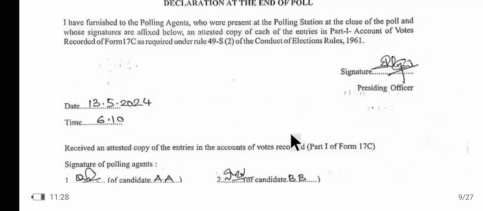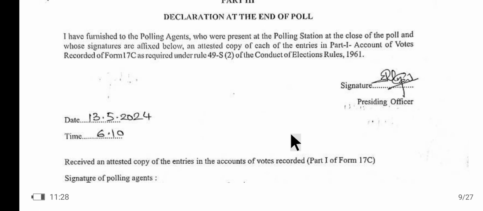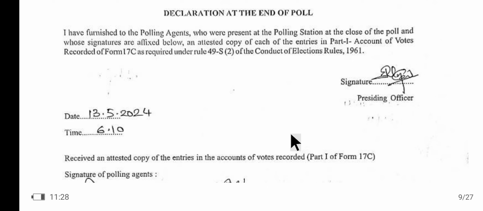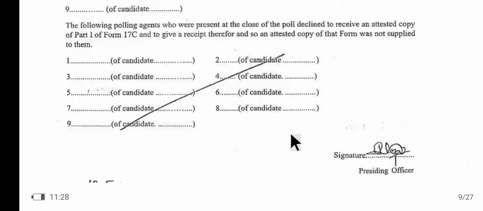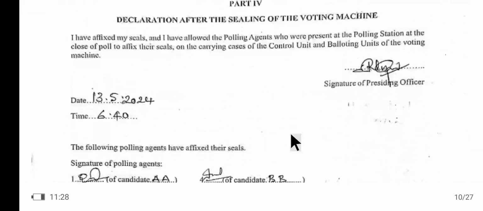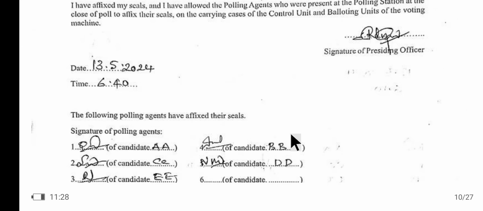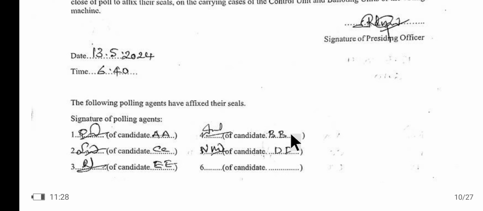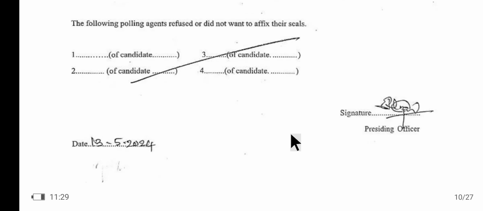Declaration at the end of the poll, which is very important. So here I have furnished to the polling agents who were present at the polling station at the close of the poll and whose signatures are affixed below. So here we have to provide the end-of-poll declaration, saying that the matching data, that is, the entire information, was done accurately and correctly, with the signatures of the polling agents. Then Part 4, declaration after the sealing of the voting machine. So this is the pre-printed information, and date, time and signatures will be included in this declaration.